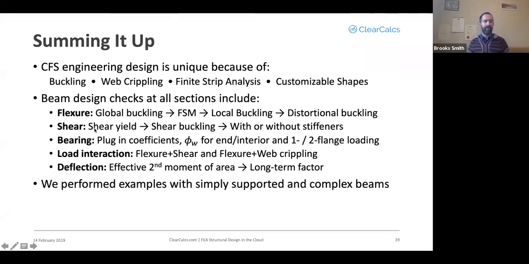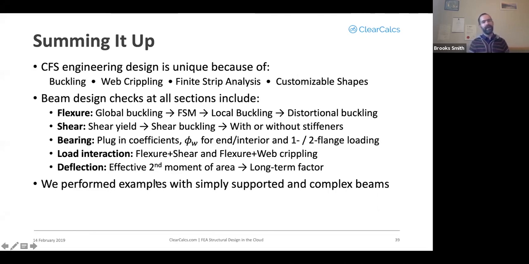Shear calculations, we calculated the shear yield, we calculated shear buckling, and we went through two different processes, whether or not we had stiffeners. For bearing, known as web crippling in cold form lingo, we basically just look up the values in those giant tables, plug in the coefficients, make sure we get the appropriate phi-w value for end and interior and 1 and 2 flange loading conditions. And we do that for each individual support and each individual point load. And we check load interaction for flexure and shear, and flexure and web crippling as well.